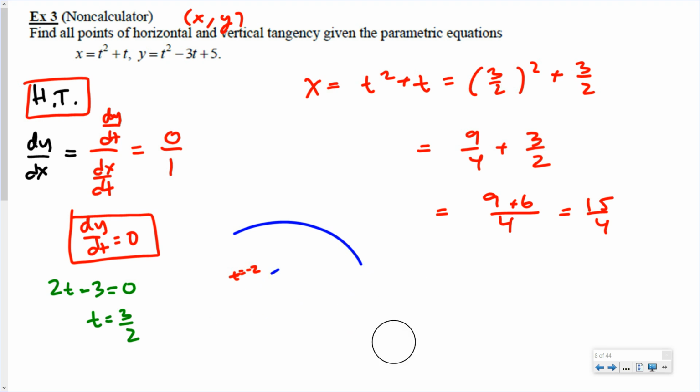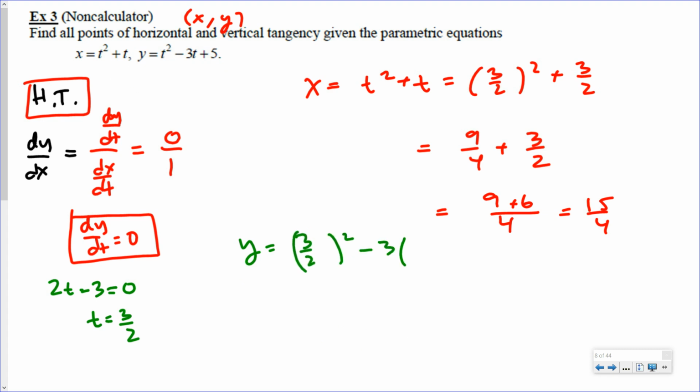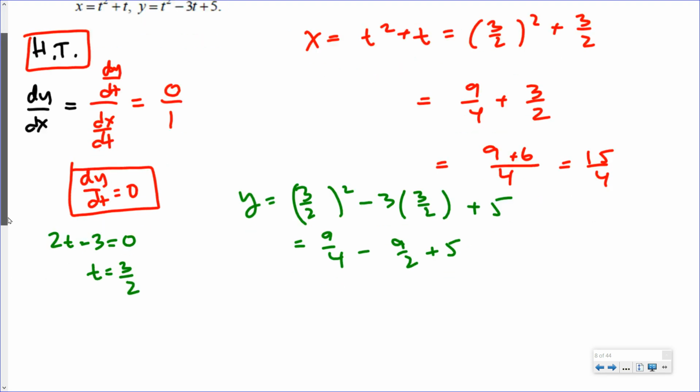All right, how do you find your Y value? Yeah, you just still plug it in. So right here, you've got Y. So Y is equal to, I think it's 3/2, right? So 3/2 squared minus 3 times 3/2 plus 5. Okay, what's 3/2 squared? 9/4. 3 times 3/2, 9/2 plus 5.